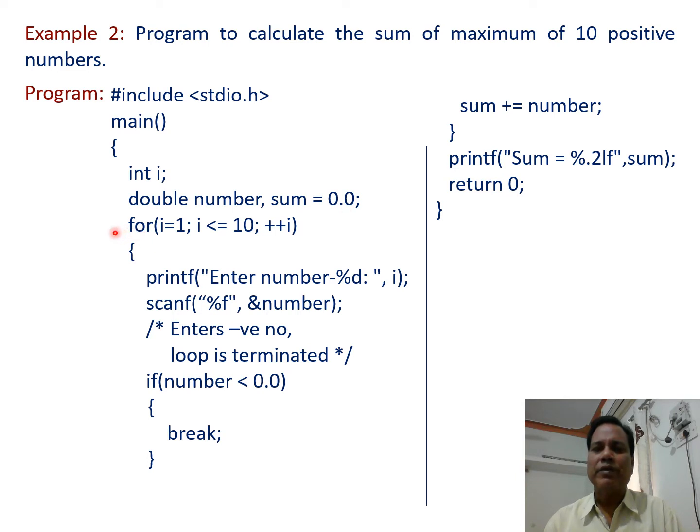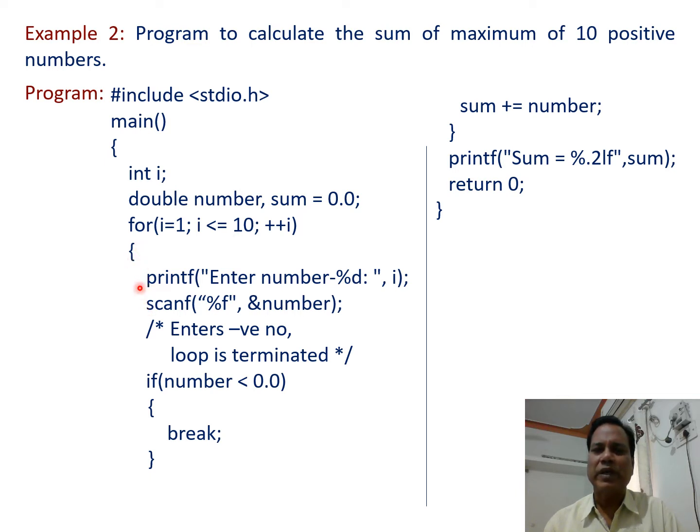Then there is a for loop statement. In the for loop statement, I equal to 1, so the value of I is initialized to 1. Then the condition is tested: I less than or equal to 10. So the first time the condition is true. When the condition is true, then the body of the for loop is executed.